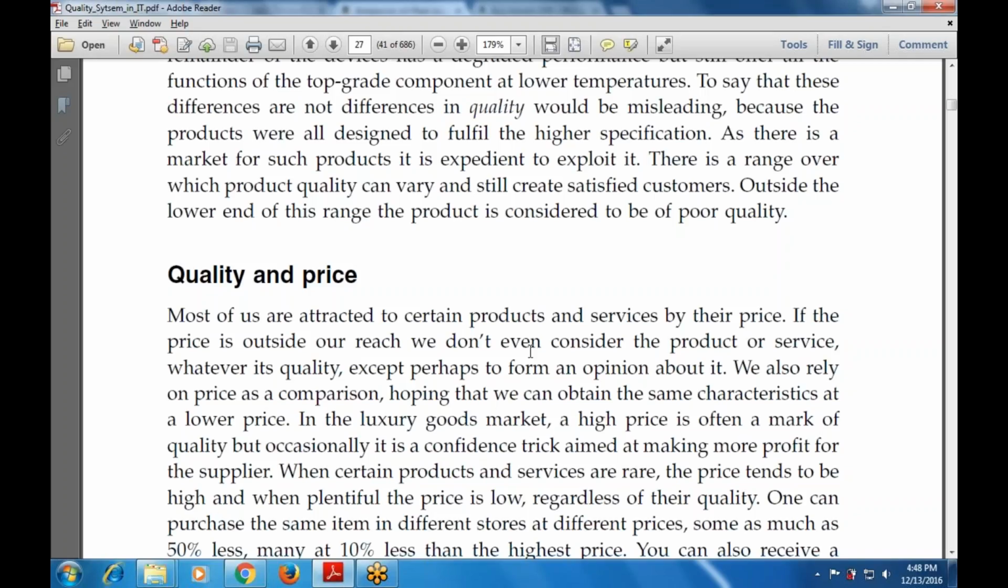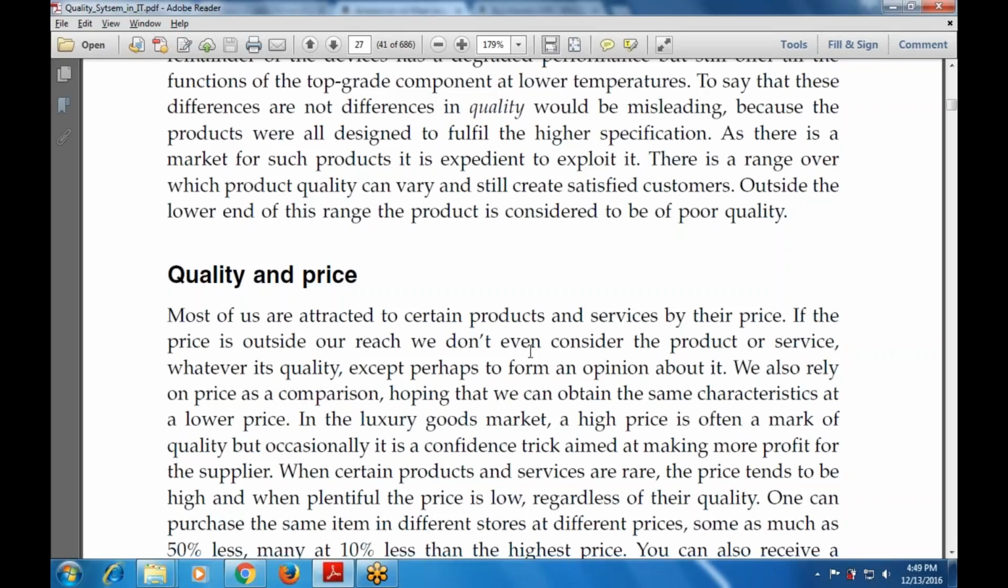We are attracted to certain products and services by their price. This is a very good example that we are attracted by the price of the product and the service. If the price is outside our reach, we don't even consider the product or the service. That is not my search, that is beyond my bound.